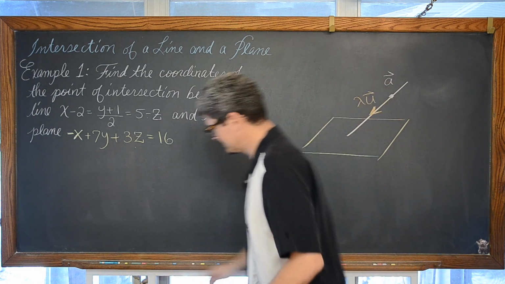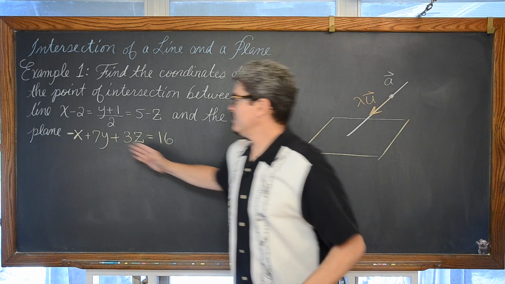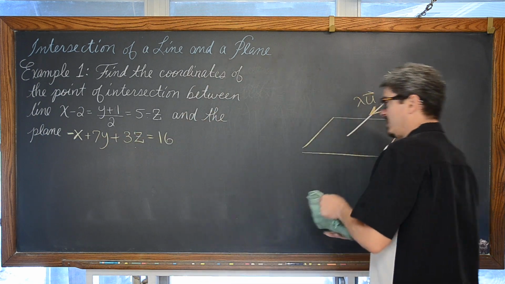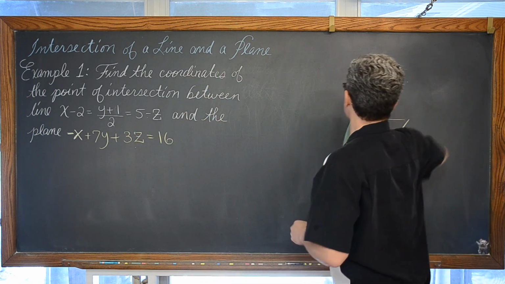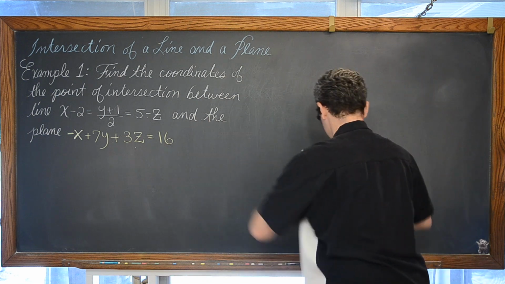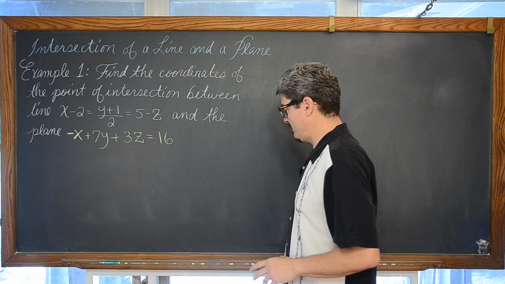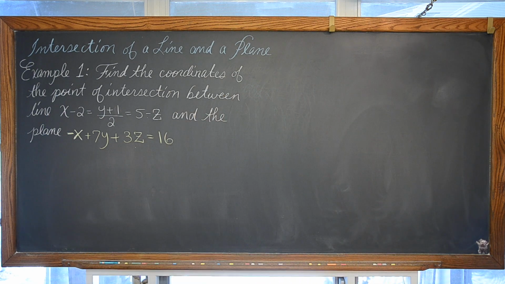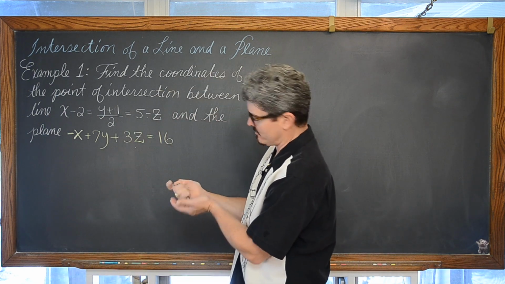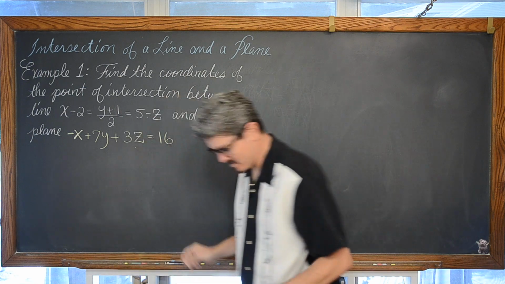Now, if I find a point that is in this plane, then when I plug in that x, y, and z coordinate, since the right-hand side is equal to a constant of 16, the left-hand side needs to equal 16.